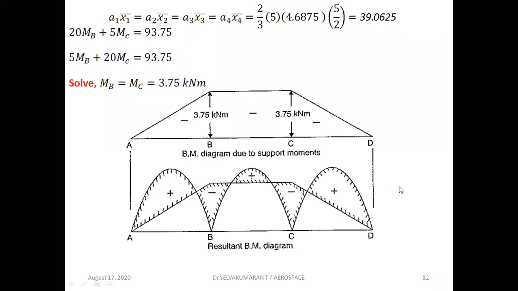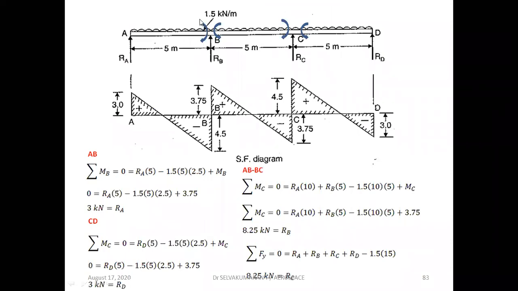Next, to calculate the shear force. Here I wrote A4 X4 bar by mistake; don't consider that. Now show the direction of MB: for AB clockwise, for BC anti-clockwise, and MC for BC clockwise, and for CD MC is anti-clockwise. Now for AB, with respect to B, I'm taking moment considering the left hand side: RA into 5 minus 1.5 into 5 into 2.5 plus MB. If you simplify, you will get RA equal to 3 kilonewton.